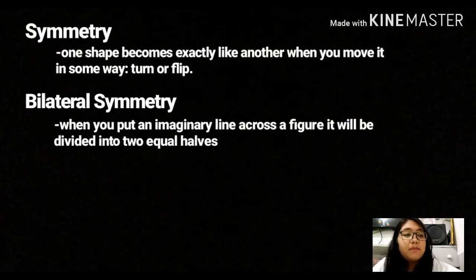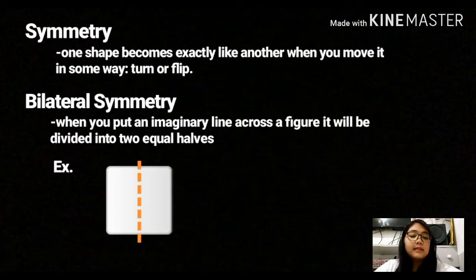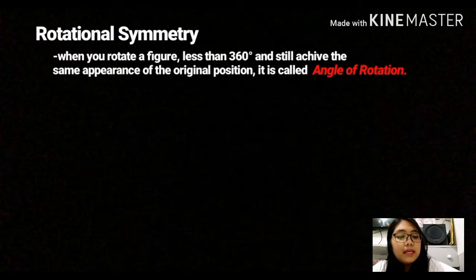And here is an example of a figure in which if you draw a line across it like this, it will be divided into two equal halves. Another kind of symmetry is rotational symmetry. It is when you rotate a figure less than 360 degrees and still achieve the same appearance as the original position. It is called the angle of rotation.